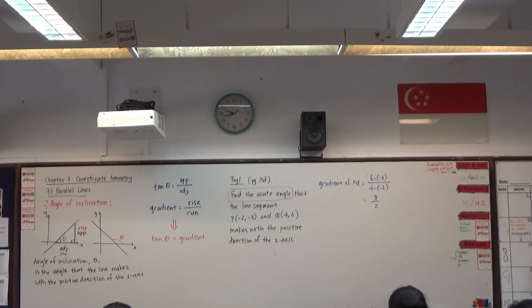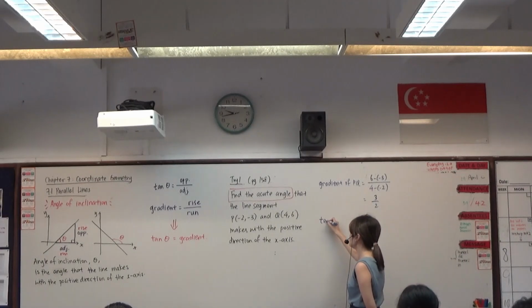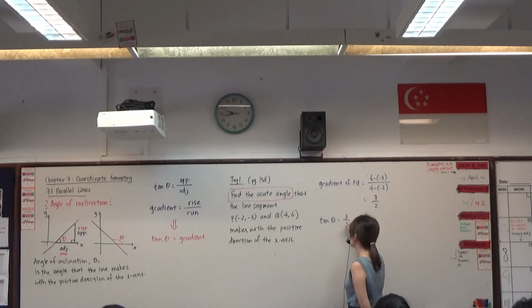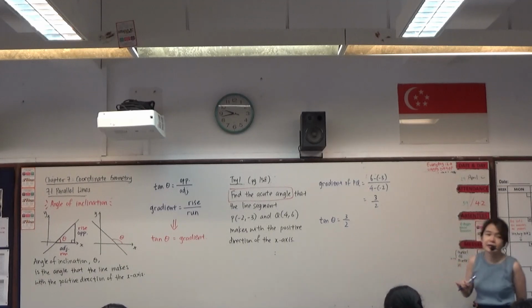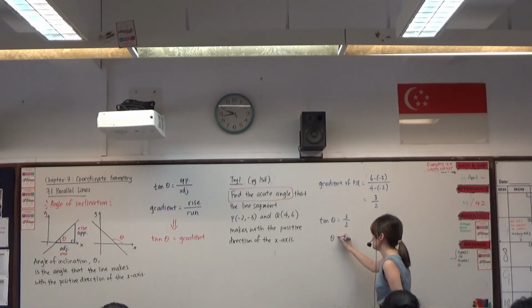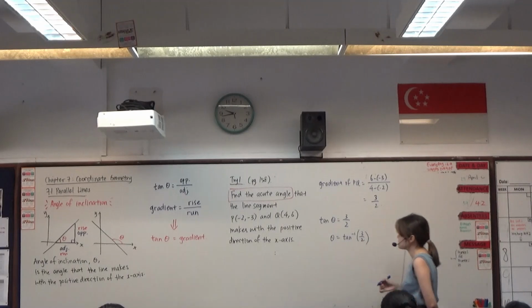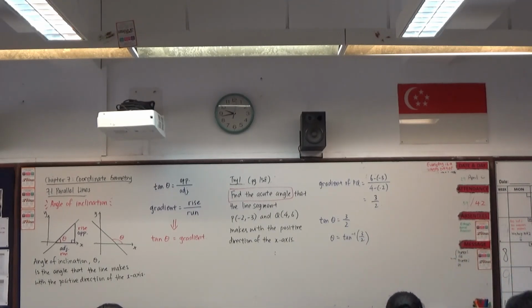So with the gradient to be 3 over 2, since I'm trying to find out what is the angle, our gradient is also being defined to be tangent theta. So tangent theta is equal to 3 over 2. Hence, theta itself, we will press into a calculator, tangent inverse of 3 over 2, and that will give us an angle of 56.309.